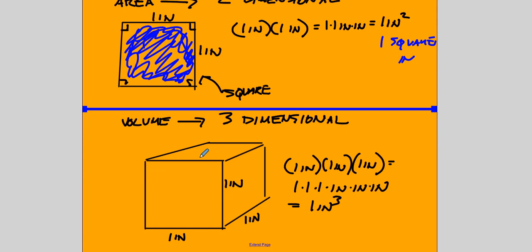Then volume is how much space something takes up, and the basic unit of volume is a cube. Here I'm using a cube that is 1 inch by 1 inch by 1 inch. So how much space does this cube take up? Well, this is 1 inch by 1 inch by 1 inch, meaning multiply. So I have 1 by 1 by 1 by inch by inch by inch. That is 1 cubic inch. Notice you cannot add a square and a cube together. Those are not like units.